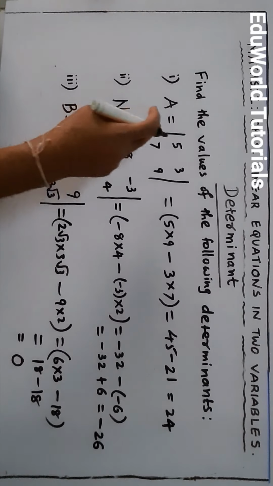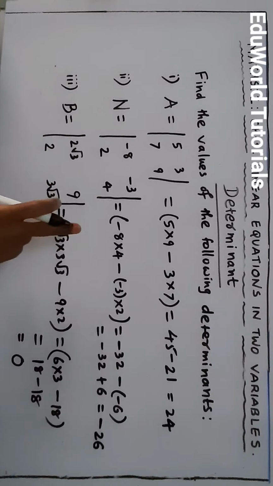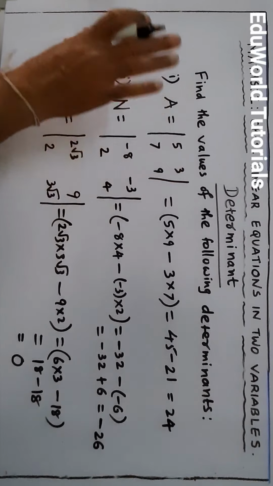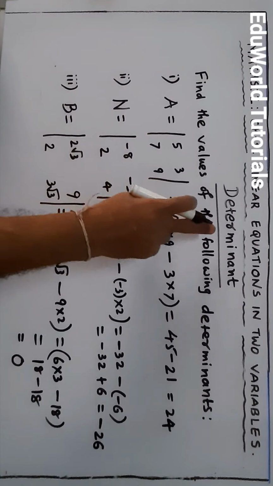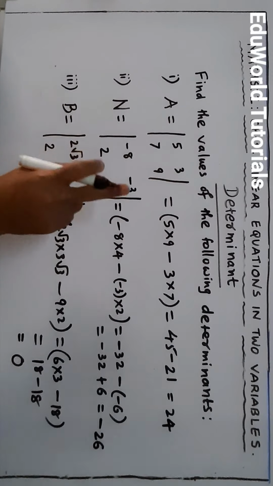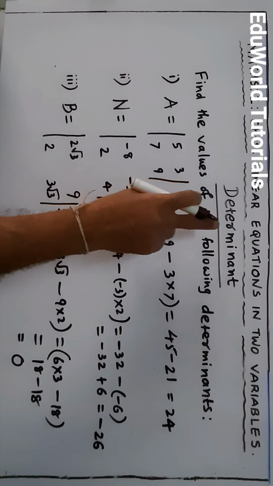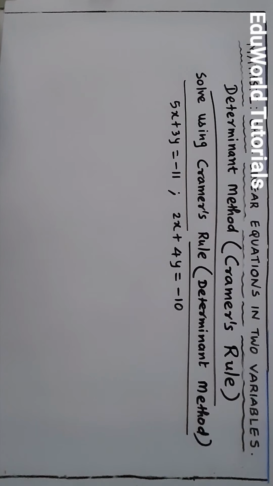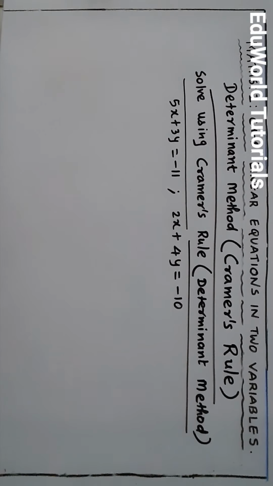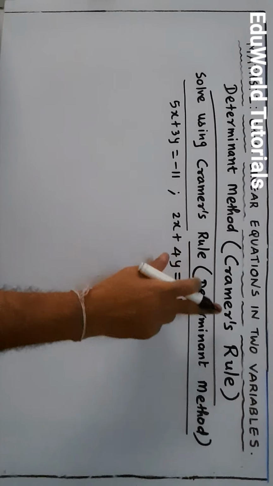In the same way, many different numbers can be given, and the method you have to follow will be the same. This type of arrangement of numbers in the form of rows and columns is called a determinant. Now we are seeing how this determinant method is used to solve linear equations in two variables. So now we will see how the determinant method, which is also called Cramer's rule, works.